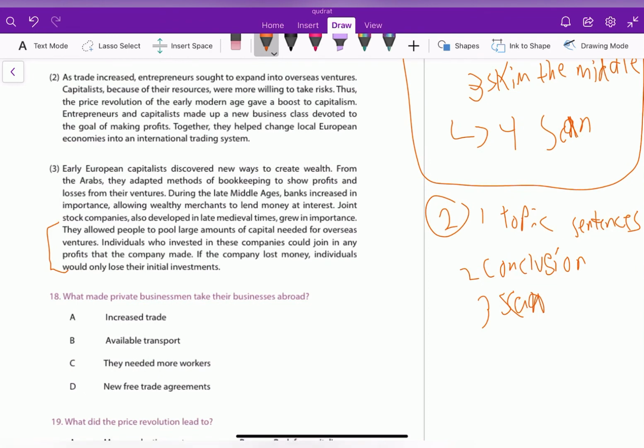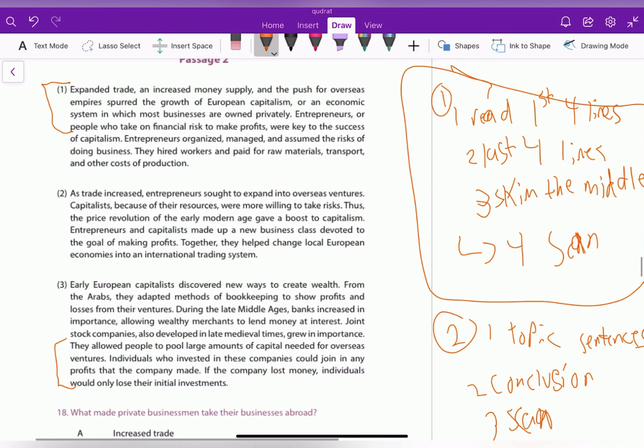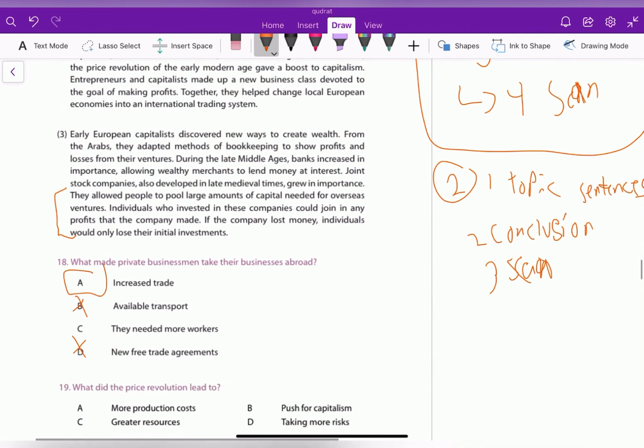What made private businessmen take their business abroad? Well, now we're supposed to look for this answer in the text. Did they take their business abroad to increase trade, available transportation? That's an automatic no. Because they needed more workers, potentially, because there were new free trade agreements? No. So the answer could be increased trade or they needed more workers. Let's look back. As trade increased, entrepreneurs sought to expand in overseas ventures. So because they wanted to increase trade.